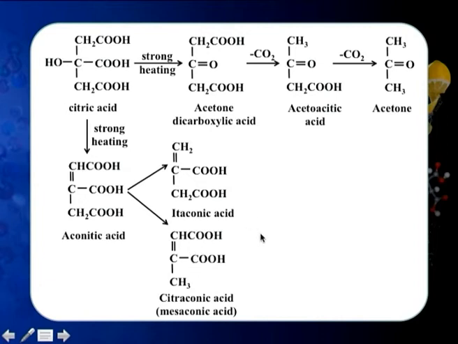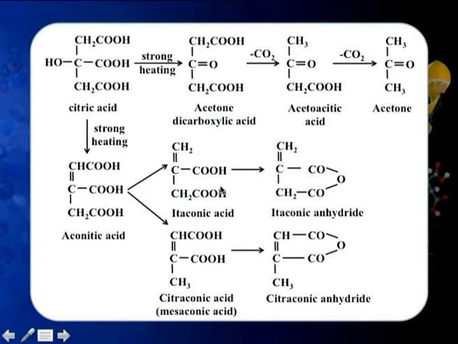Then on further heating, itaconic acid can lose a water molecule between two carboxylic acid groups forming itaconic anhydride. And in citraconic acid, the two carboxyls are on the same side, and may lose a water molecule to form citraconic anhydride, whereas mesaconic acid cannot form the anhydride. So, these are some of the important reactions of citric acid, and now let us take uses.